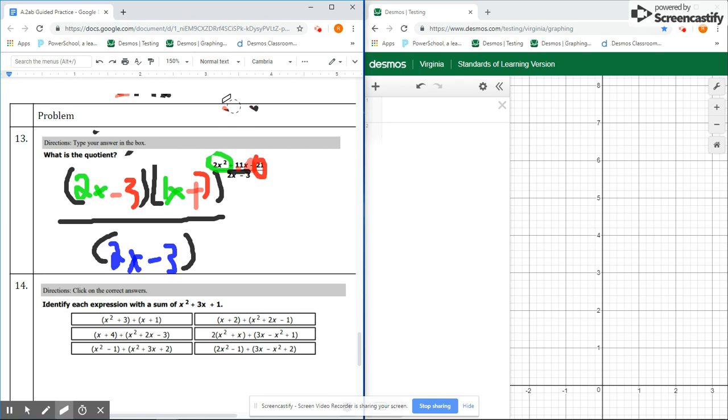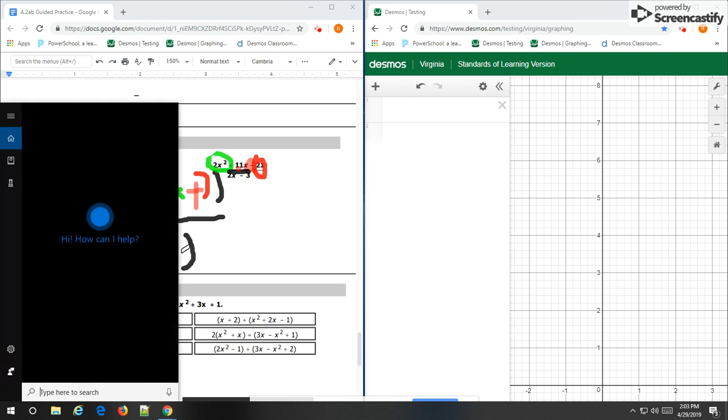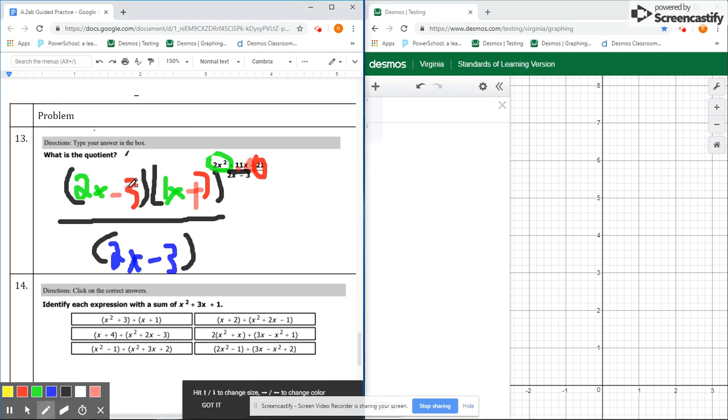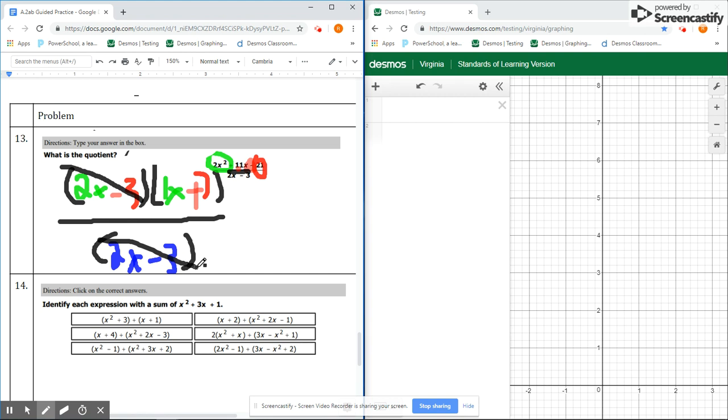All right, so these are our two factors here. We have 2x minus 3 and 1x plus 7. All right, so remember that when we factor and there's something similar in the numerator and the denominator, we can cross out. All right, so we're going to cross out the 2x minus 3's because it's the same in the numerator and denominator. And what we're left with is 1x plus 7. And this is the answer that we should type into the box. This is the quotient. Okay?